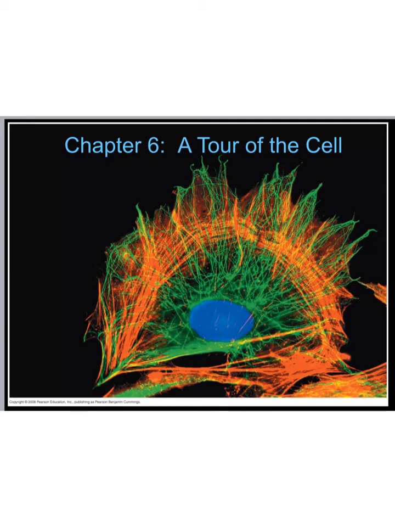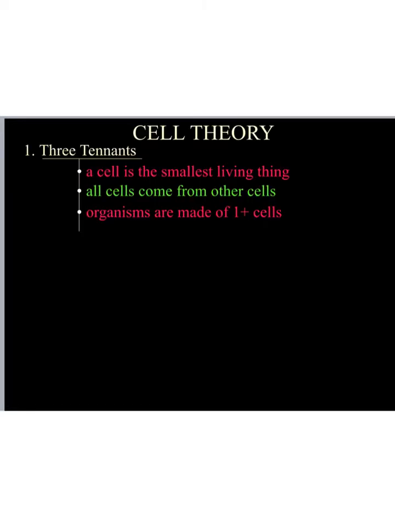Okay, so chapter 6 is a tour of the cell. We're going to be talking about all the parts of the cell, all the organelles and components of both eukaryotic and prokaryotic cells. So the first thing we want to start out talking about here is cell theory. This is a big overarching principle of components that have been shown to be true over and over again that is widely accepted. There are three components of the cell theory that we need to talk about.